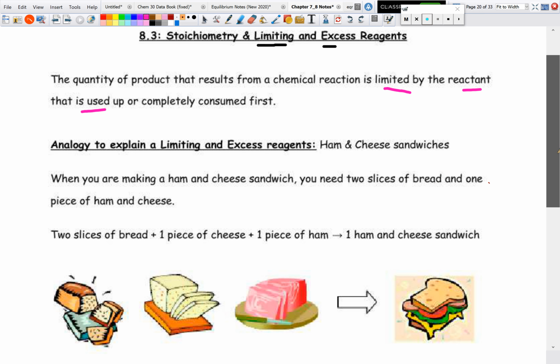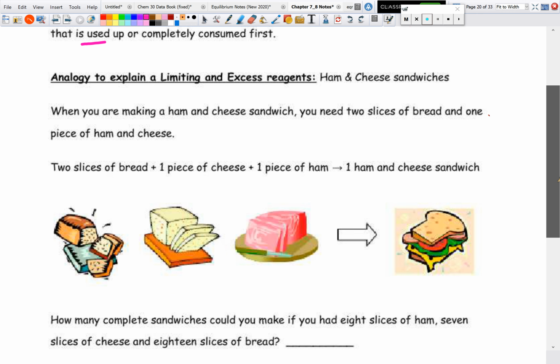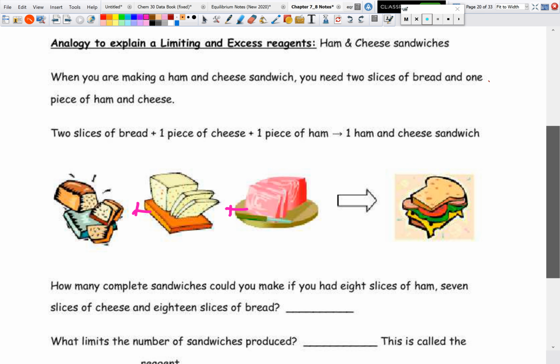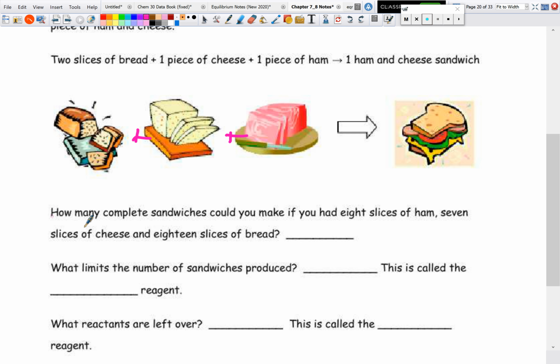So the analogy we like to use to explain this one is if you're making, in this case right here, a ham and cheese sandwich. For example, if we need 2 slices of bread, 1 piece of cheese, and 1 piece of ham to make one complete sandwich, and the question asks how many complete, keyword here is complete, sandwiches can we make if we had 8 slices of ham, 7 slices of cheese, and 18 slices of bread.